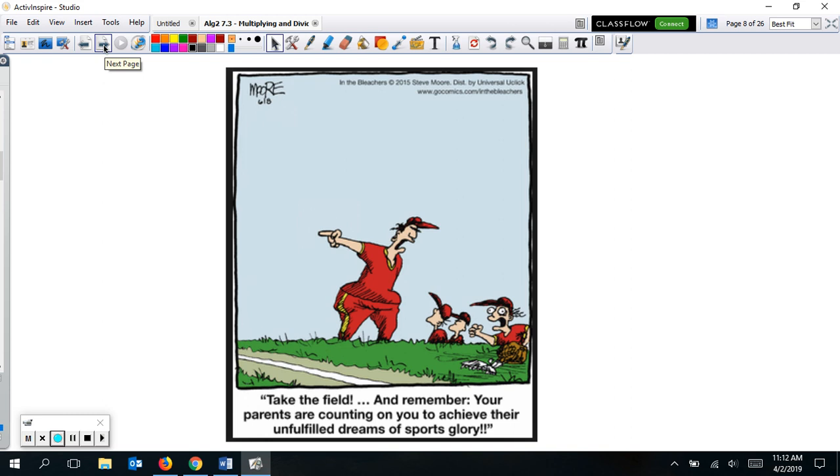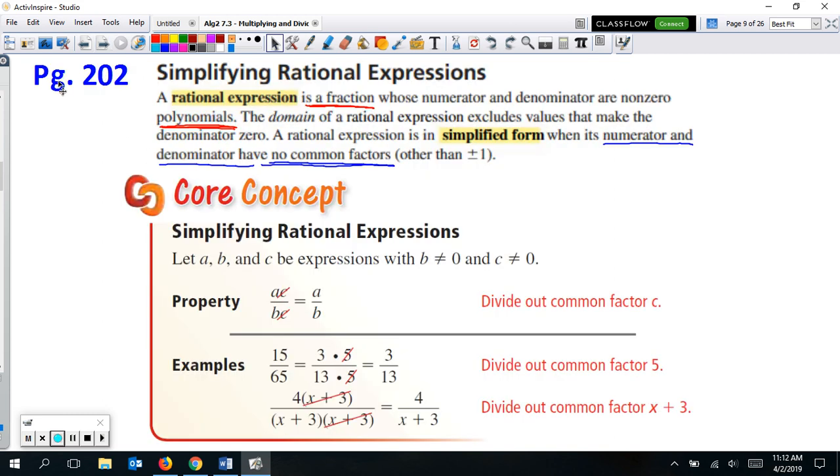Alright, so let's go ahead and start on our simplifying rational expressions. So page 202 in your notes. First of all, there's a couple of vocabulary words to put down. Rational expression is the first one, and you can just write down that that is a fraction. So when you think of rational expression, it is a fraction with polynomials.